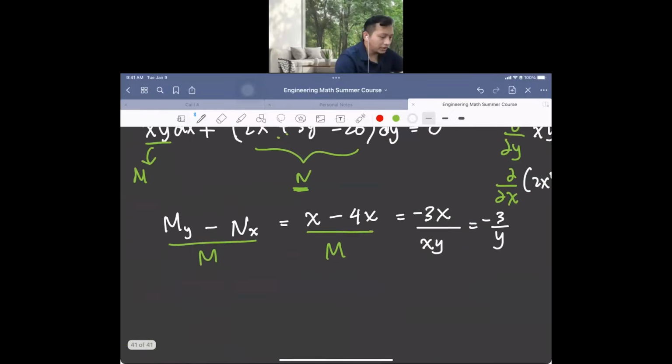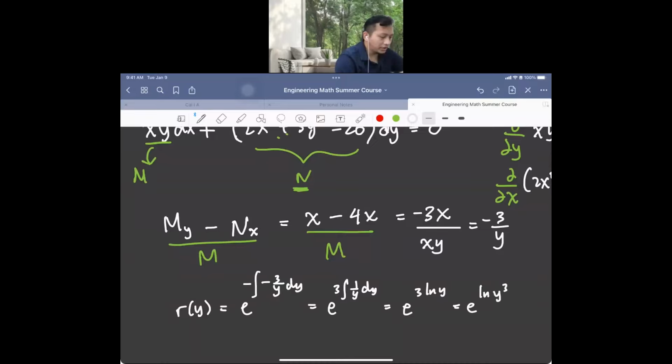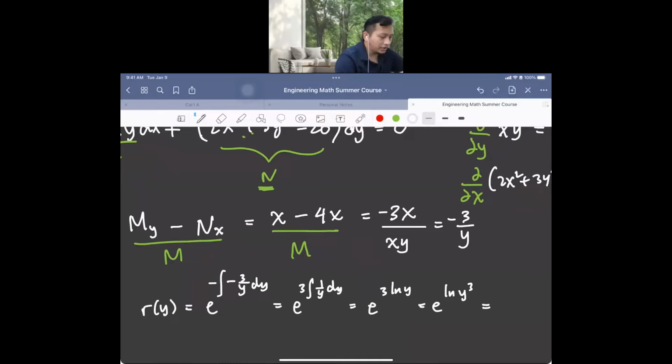So we are going to have an integrating factor that is e to the integral of negative 3 over y dy, or this becomes e to the 3 times the integral of 1 over y dy. It's ln, e to the 3 ln y, or e to the ln y cubed, or we can simply say that this is y cubed.